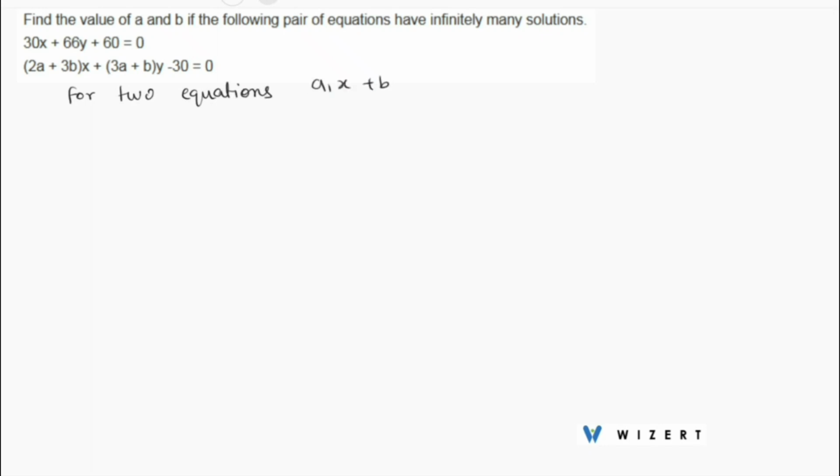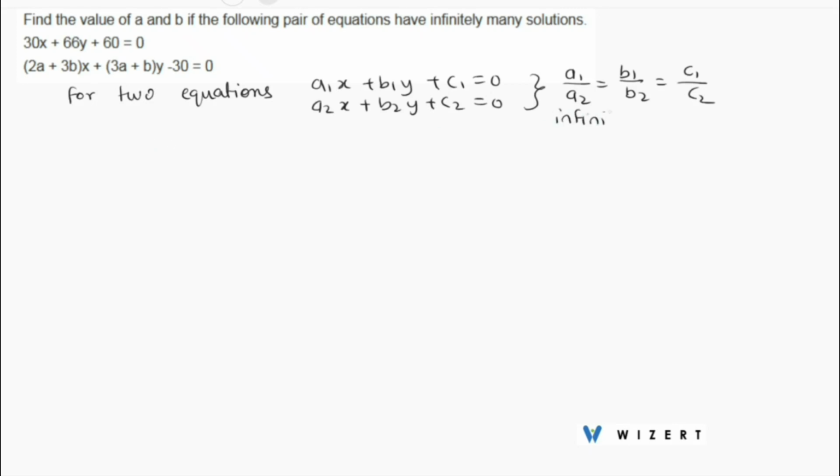a1x plus b1y plus c1 equal to 0 and a2x plus b2y plus c2 equal to 0 to have infinitely many solutions, this condition should be satisfied. A1 by A2 should be equal to B1 by B2 should be equal to C1 by C2. This shows infinitely many solutions. That is, their coefficients must be in proportion.